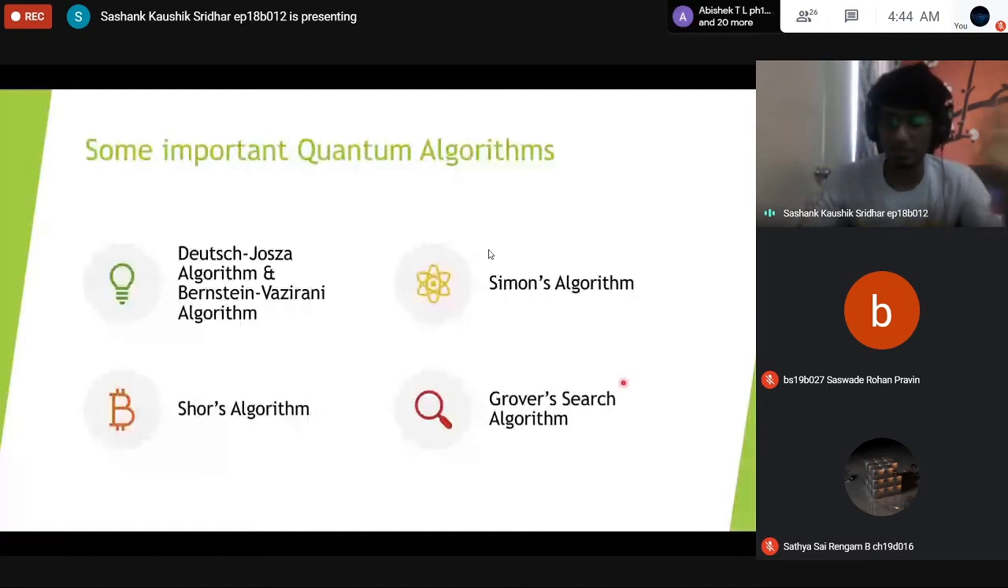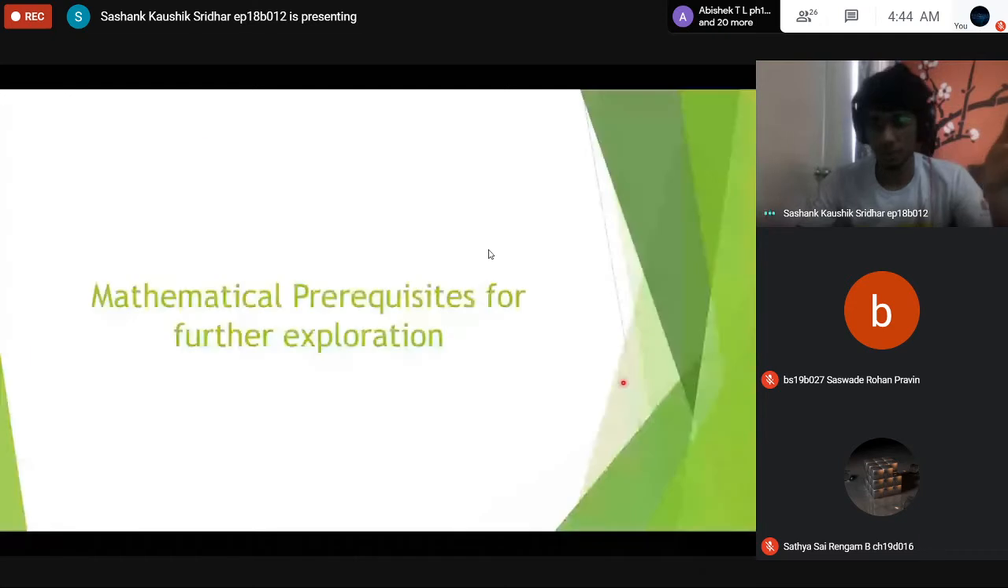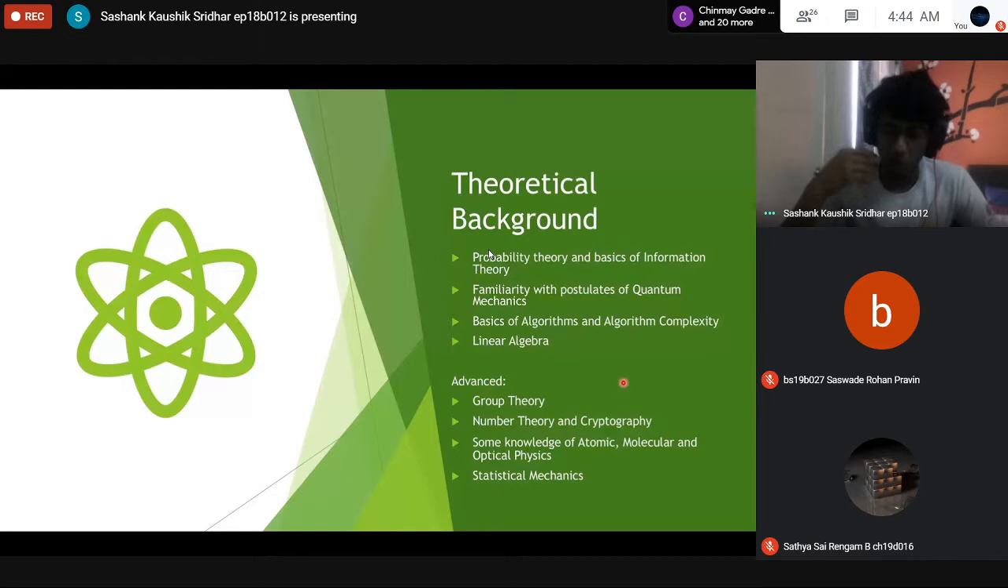So, mathematical prerequisites for further exploration. We've come near the end of the session. So here's just some mathematical background for all of you, if you want to go a little further and look through this field a little more, because it's honestly so vast. There's quantum information, there's quantum communication, all of these are worth looking through, but with similar math background for most of them. So some theoretical background to start with would be probability theory and basics of information theory.